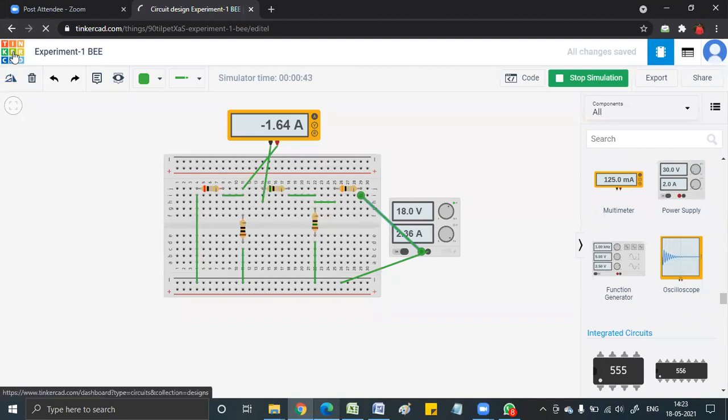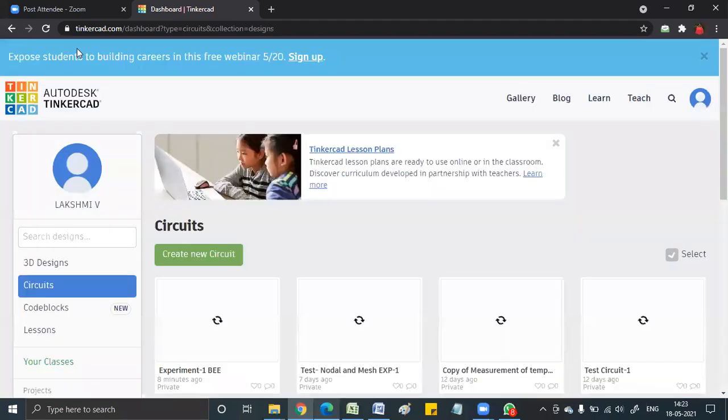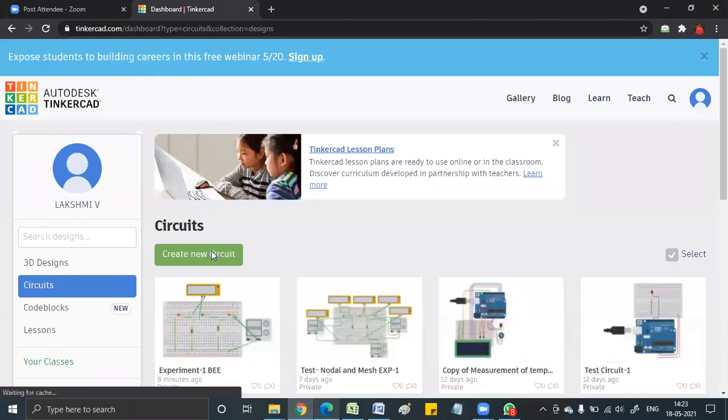So what you have to do is, I'm just clicking over here on Tinkercad. When I click on this Tinkercad, it directs me to the main page. Just click on the icon. Then go to the circuits and create a new circuit. Name it. So I create a new circuit.